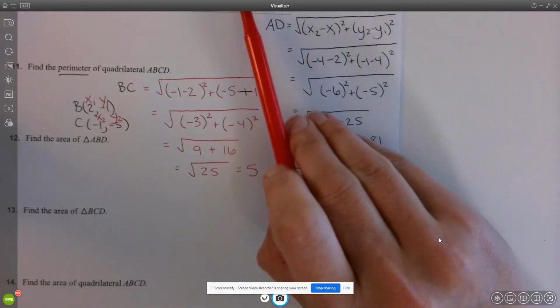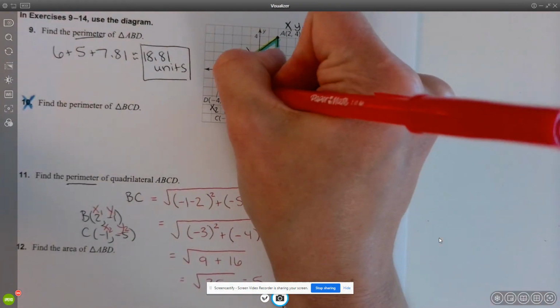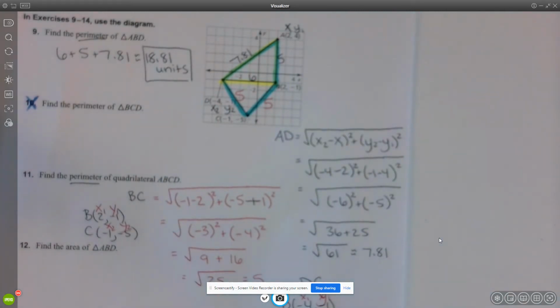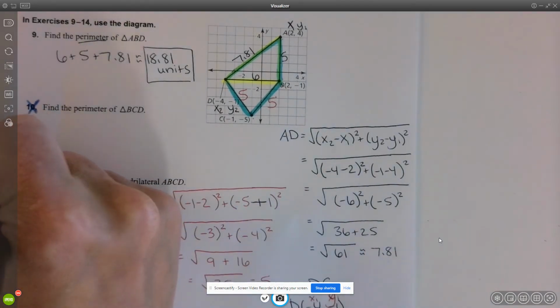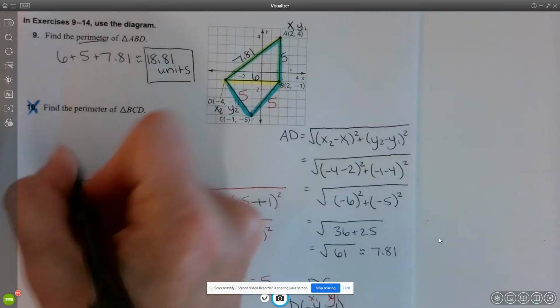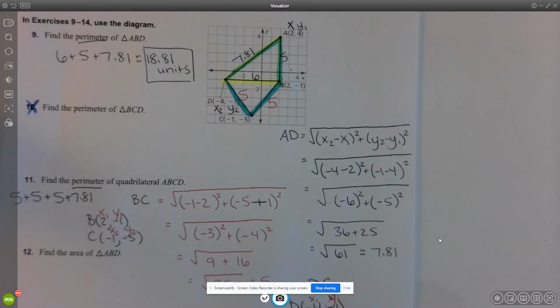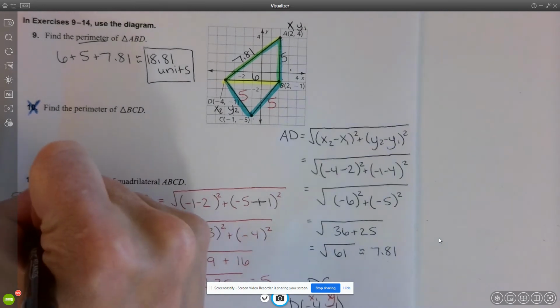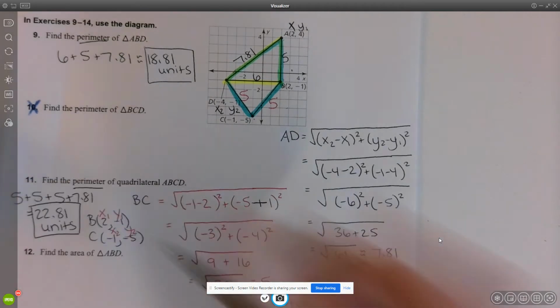You might have been able to tell that by looking at it, but I think I kind of messed myself up with my highlighting, so I didn't want to assume, but those two sides are the same. So now I'm able to find the perimeter. So the perimeter of my quadrilateral is 5 plus 5 plus 5 plus 7.81. And that gets me a total of 22.81 units for my perimeter.